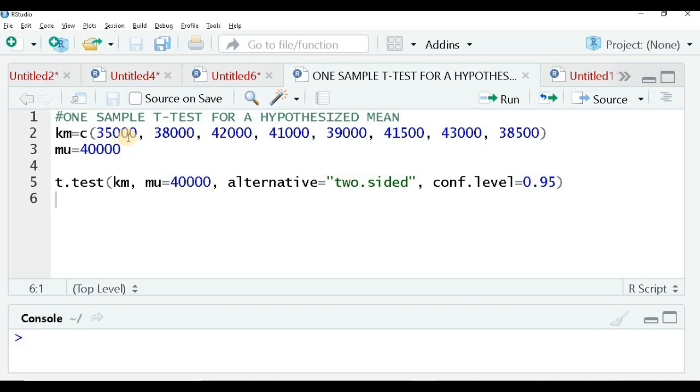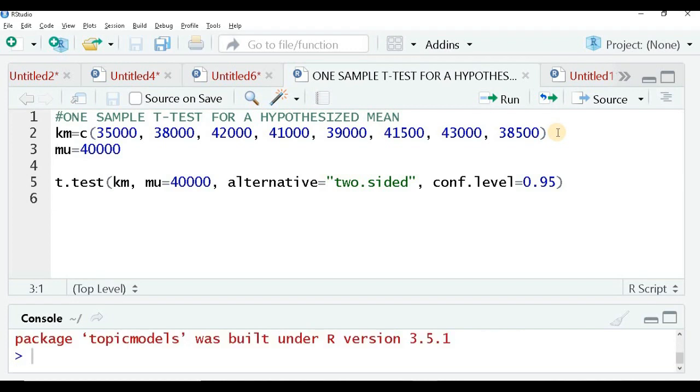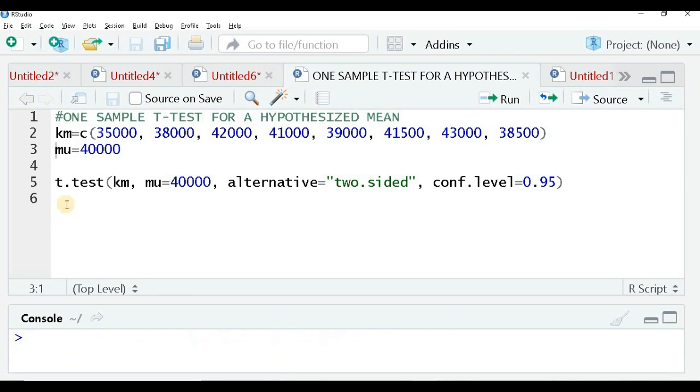Okay, so now I have made a vector called km for the life of each tire. So the vector is 35,000, 38,000, 42,000, 41,000, 39,000, 41,500, 43,000, 38,500. So this is the vector I have. Now this is the mu, that is 40,000. Now the basic test that we apply is the t-test. This is a part of your stats package, so you do not need to install any other package that comes with your base installation.